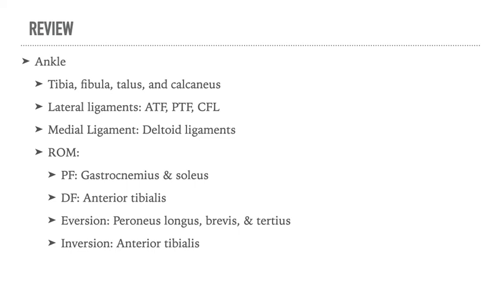We have plantar flexion, which is done by the gastrocnemius and soleus, dorsiflexion by the anterior tibialis, eversion by the peroneal group, peroneus longus, brevis, and tertius, and inversion is done by the anterior tibialis. Now these are the primary movers. There are secondary and tertiary movers, but we're just going to focus on the primary movers.